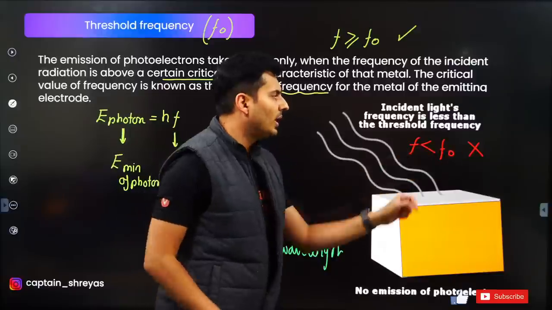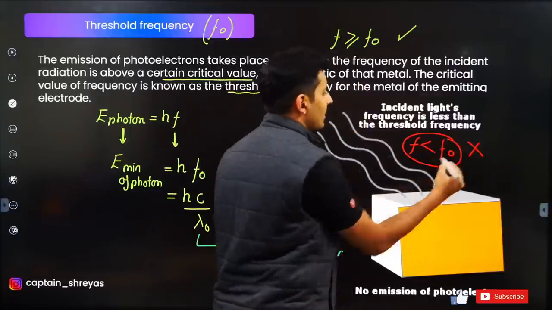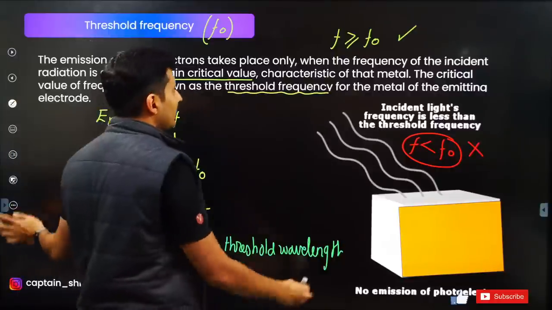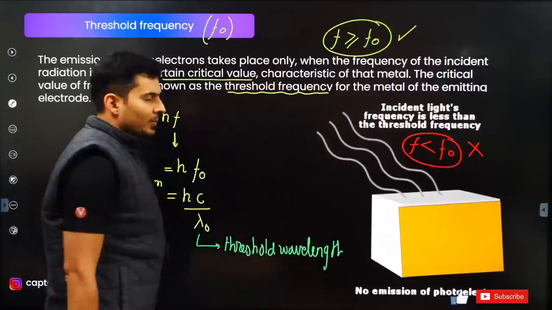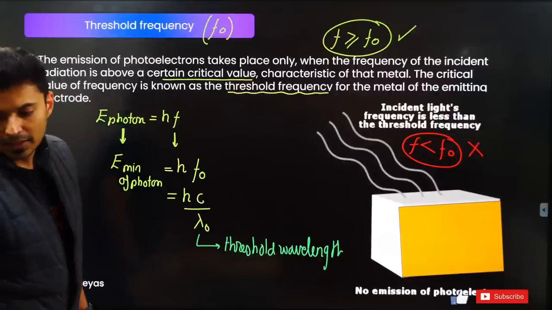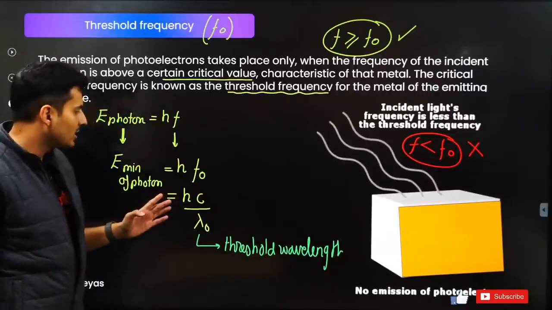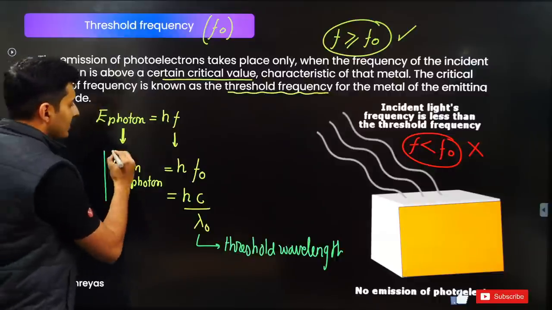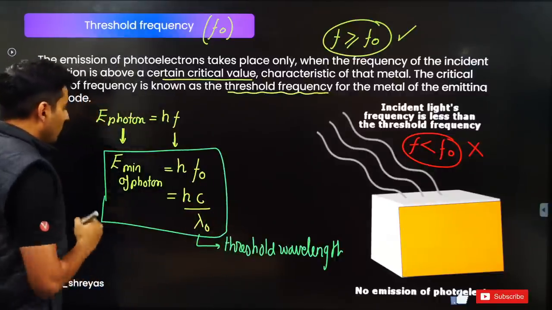Hence, no photoelectric effect will occur in this case. Here, photoelectric effect occurs because F is more than F naught, the critical frequency. Everybody clear? Excellent. Very nice. So this is something again which you should know, obviously. So I'm just going to highlight this, block these results, and keep it over here.